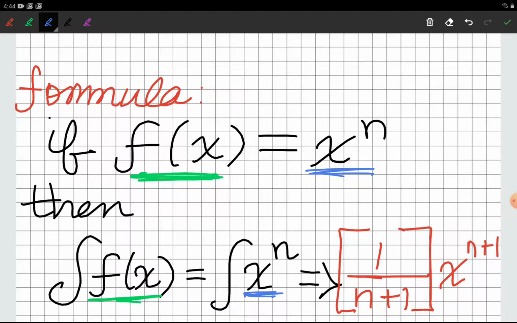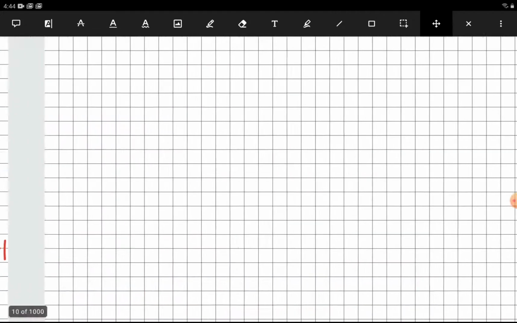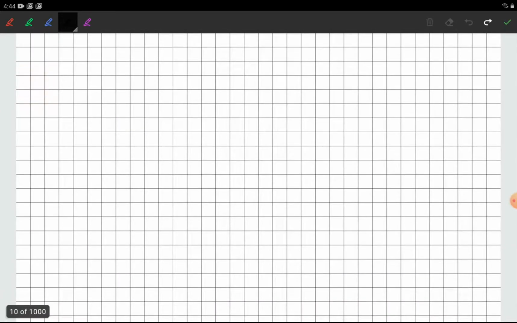So if your function looks like this, x to whatever power, then the integral of that function, which happens to be x to the n, this is how you find the antiderivative or the integral. Notice I'm using those words interchangeably. So let's do some examples. All right, let's get into it. Exciting.